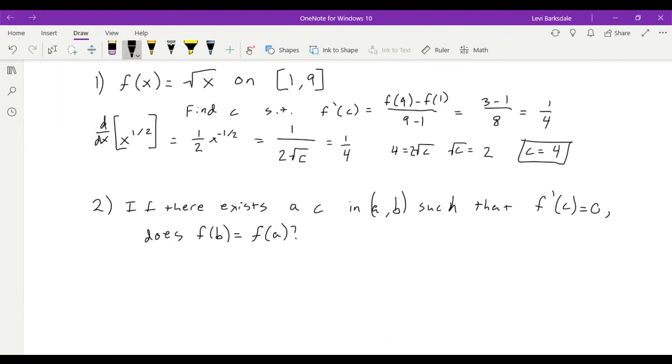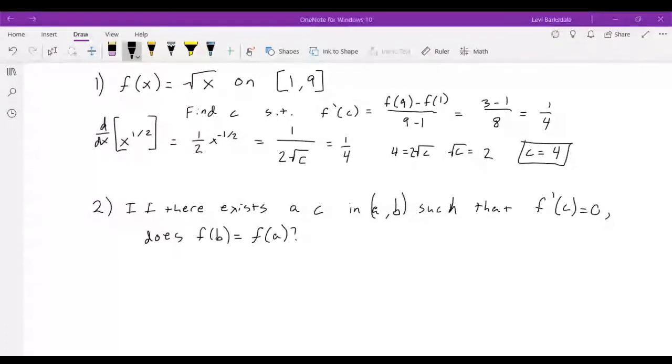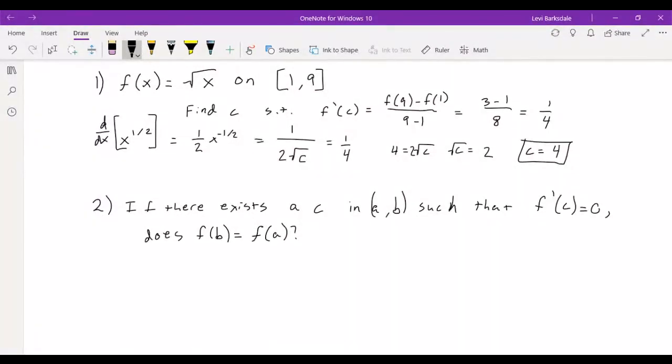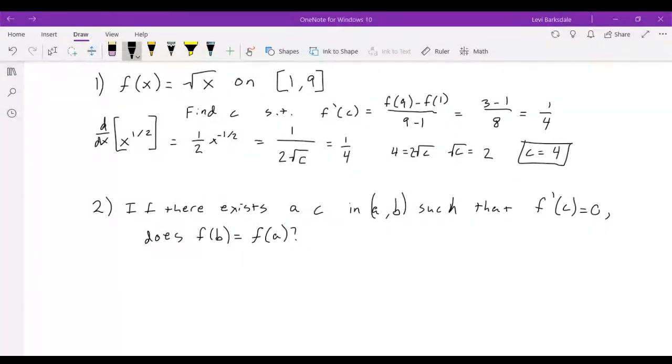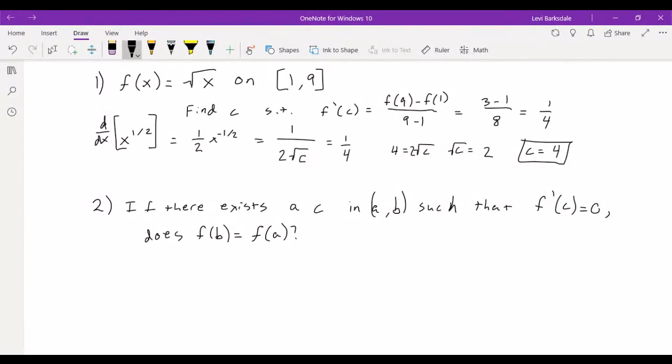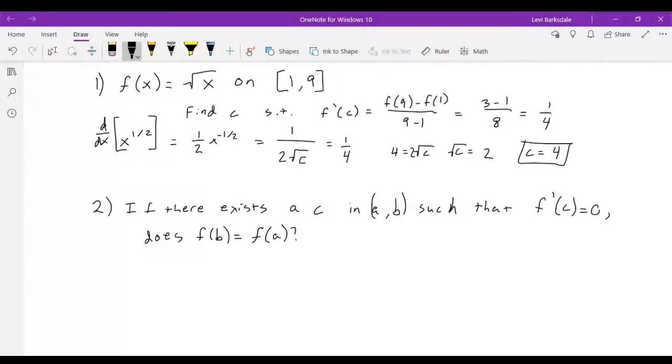Make sense? Great. Glad to hear it. Okay, number 2. What do you guys think for this one? Any ideas?